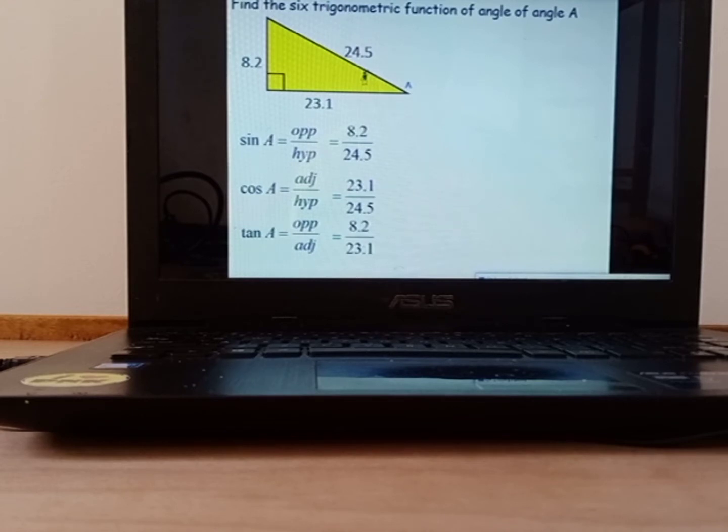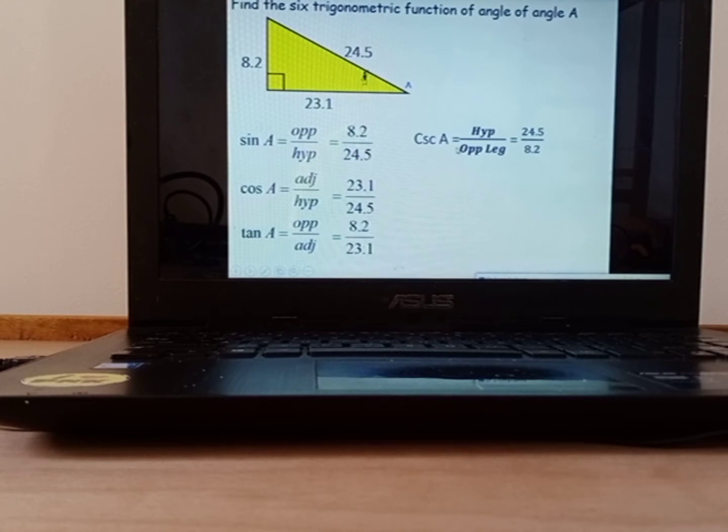So for cosecant A, our formula is hypotenuse over opposite leg. So therefore, we have hypotenuse is 24.5 and for our opposite leg, which is 8.2. Therefore, the value of cosecant A is equal to 24.5 over 8.2.